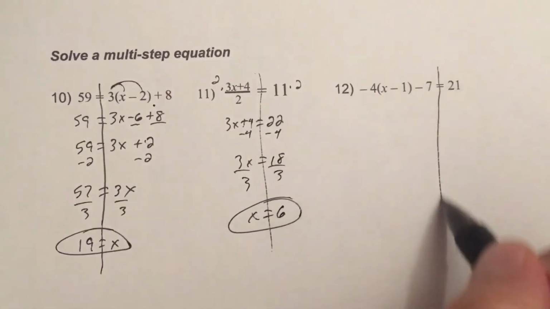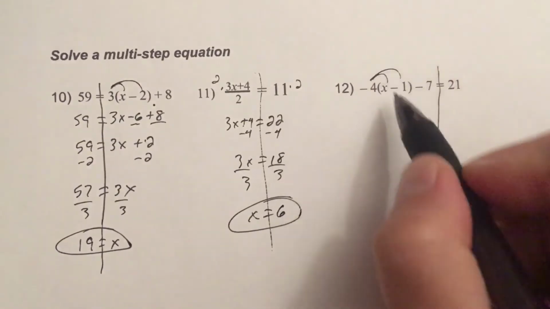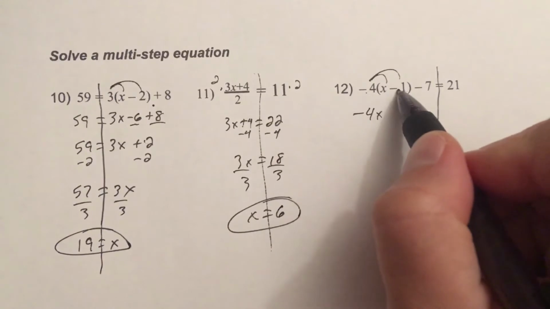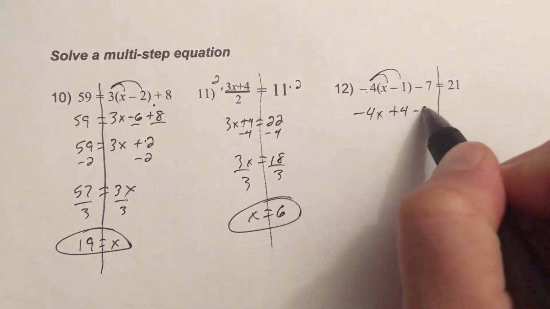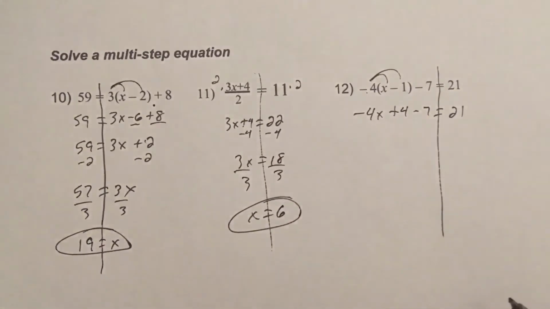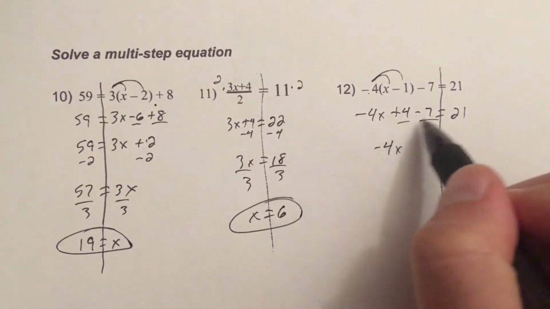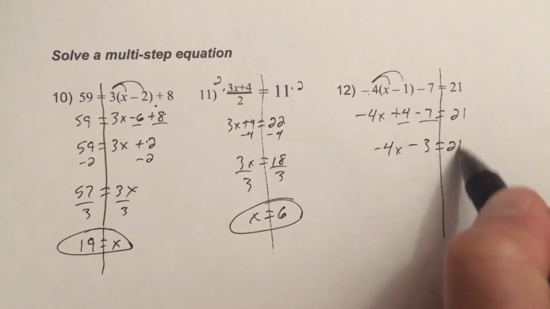This one over here, I want to distribute that negative 4. Be real careful: negative 4 times x, that's easy. Negative 4 times negative 1 is a positive 4. That's the one that people will trip up on. Just be careful. Then you can do 4 minus 7. 4 minus 7 is a negative 3.